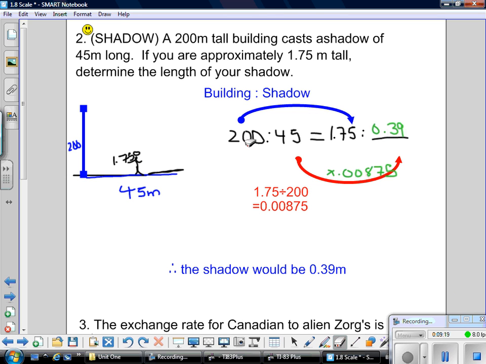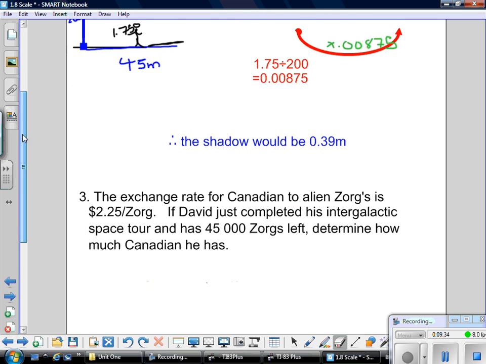Now I've set up this ratio and this proportion this way. I could have set it up a little bit different as well. I could have put real life over here and shadow on the other side, and it would work out the same way and you would get exactly the same answer. Okay, let's look at the next question.